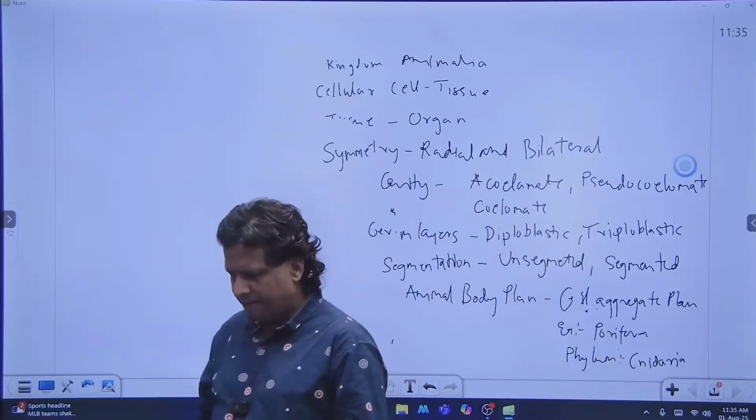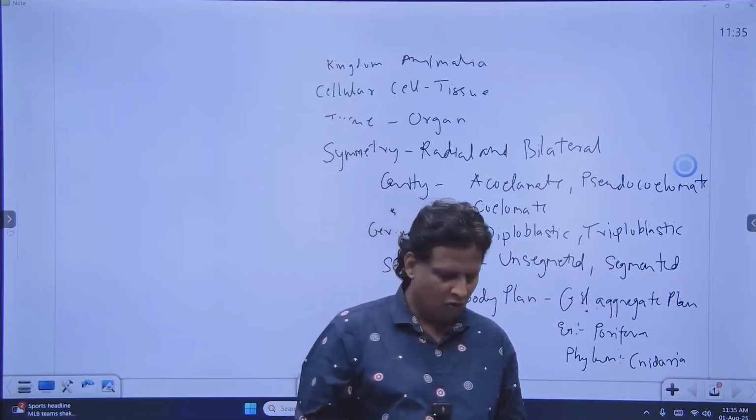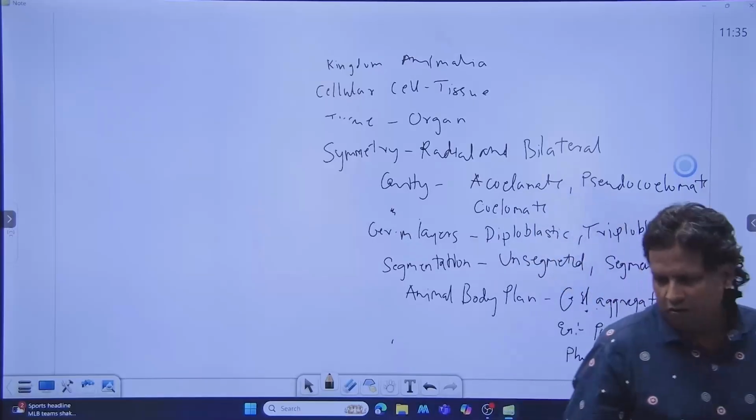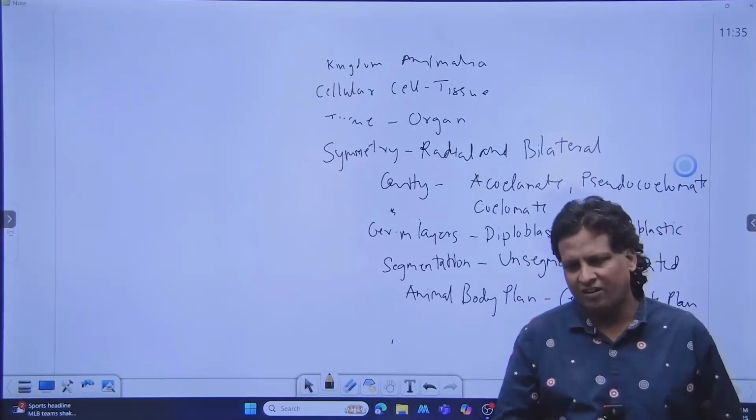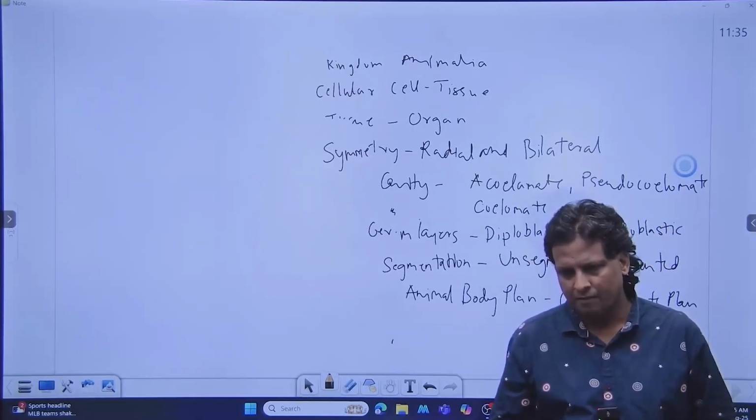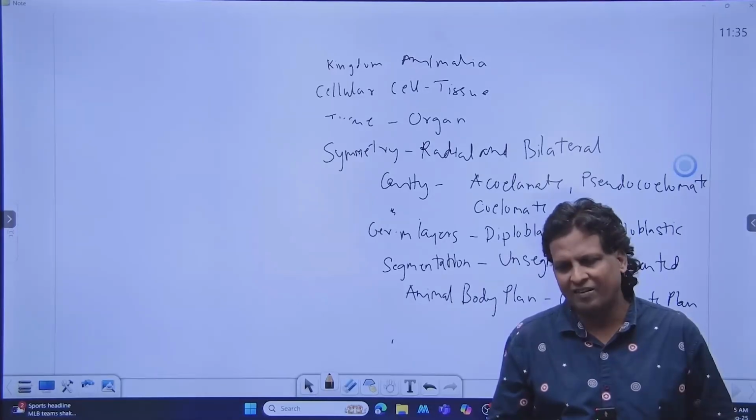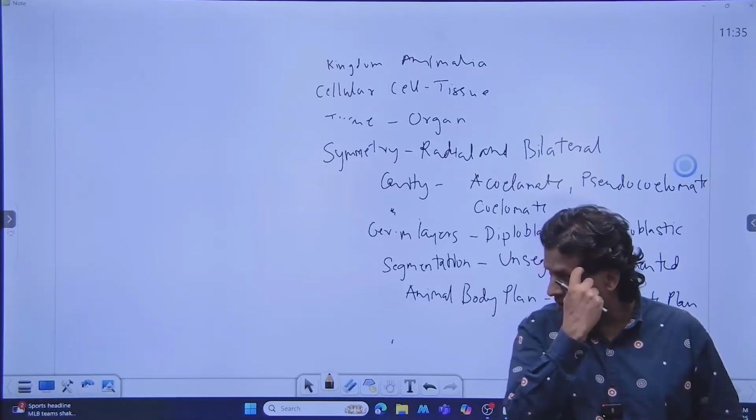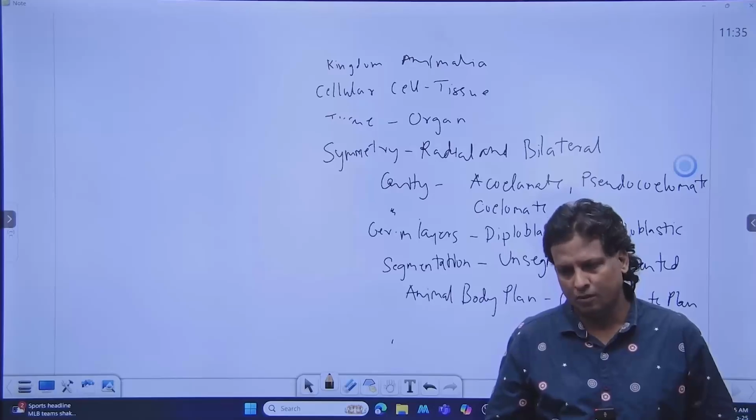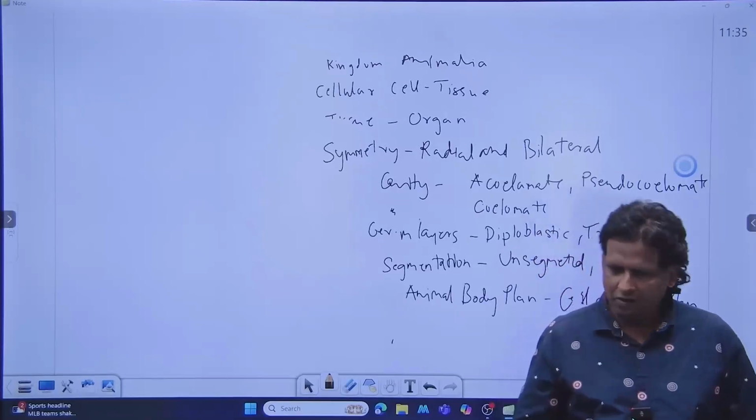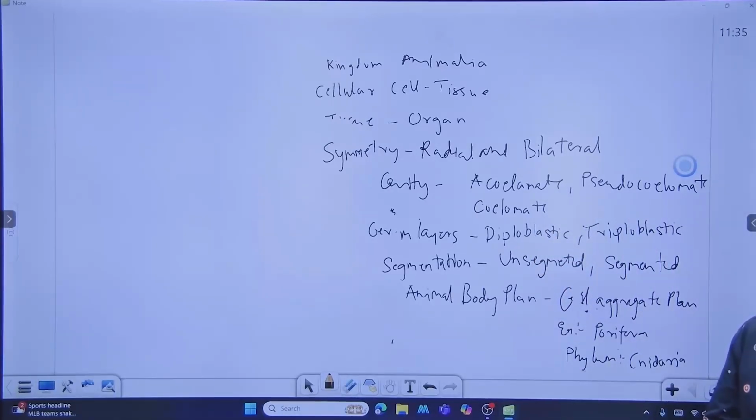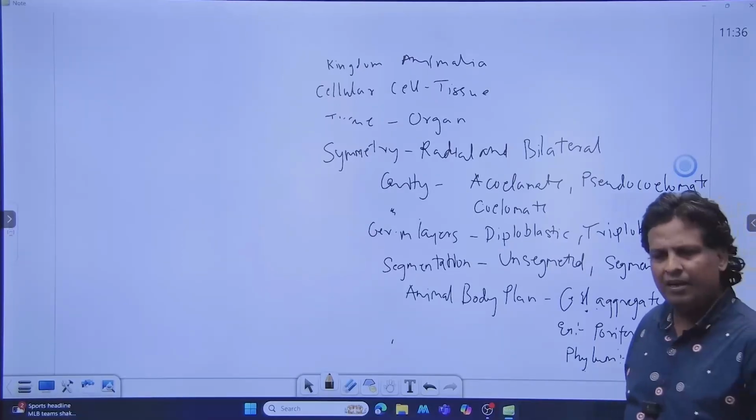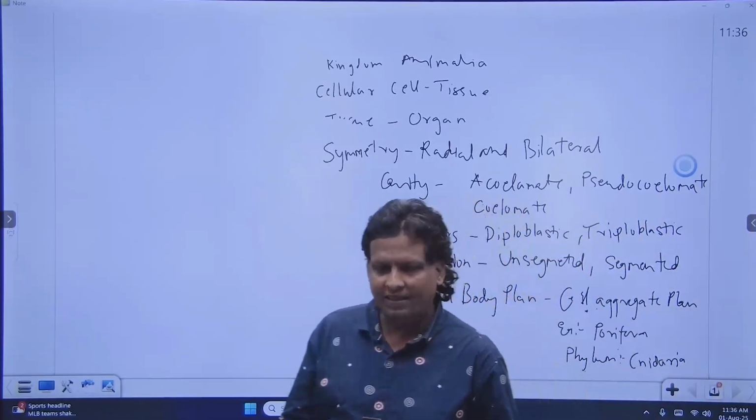In the cell aggregate plan, cells do not form tissue or organs. You know what cells form? A mass of cells, what is it called? A group of cells, tissue. Tissue forms organ. Understood? There is minimal differentiation. Differentiation means different, and division of labor among cells. It is found in Porifera. Animal name is Porifera.